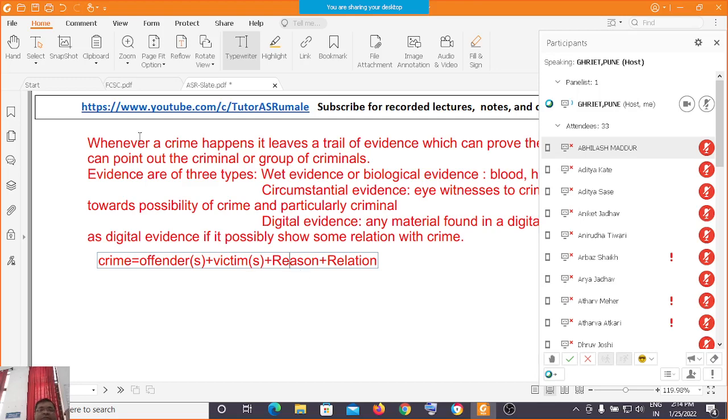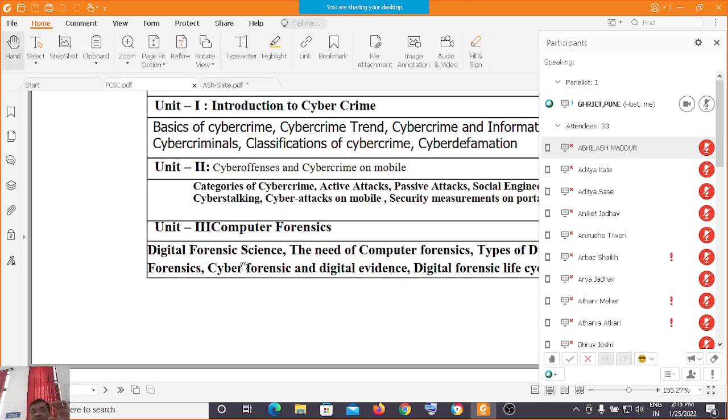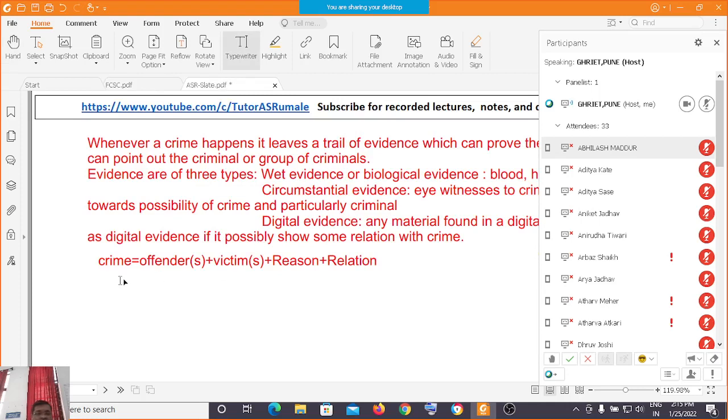Now, what is forensic? We are not talking about crime right now. We are talking about digital forensic science. So let's see what digital forensic science is. First, let's see what forensic is. Forensics is a branch.